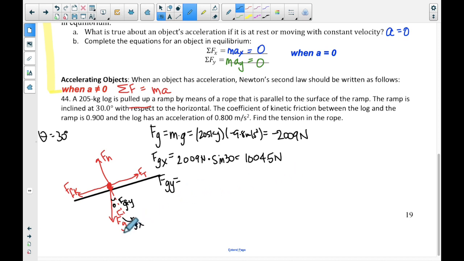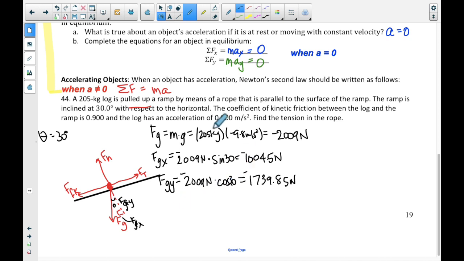And then the force of gravity in the y direction is going to be 2009 times the cosine of theta, which is 30. So I'm going to go to my calculator and calculate that. And I get 1,739.85 newtons for this one. Talking about the signs, it looks to me like they're all going to be negative, aren't they? Because they're all going in the negative direction. So these are all going to be negative. Okay, so I have those. Those are the ones that I know.